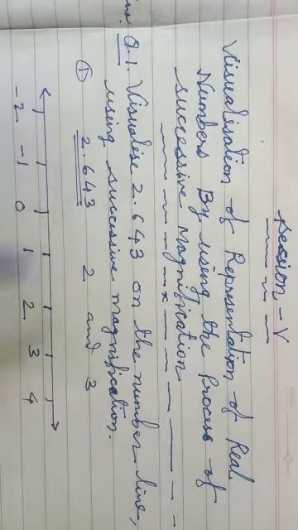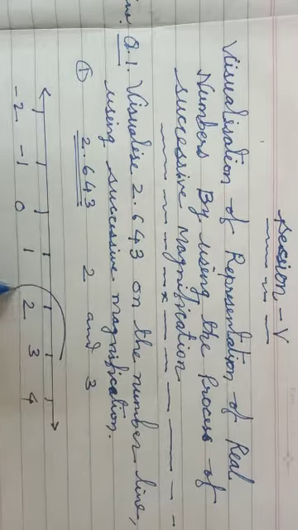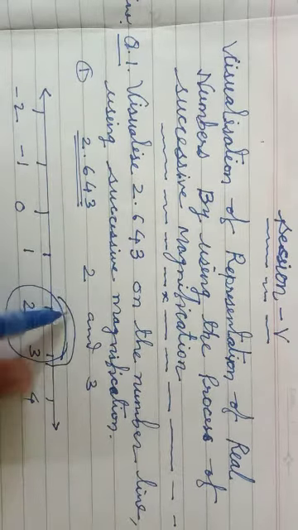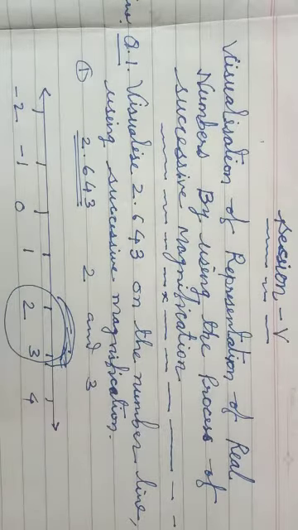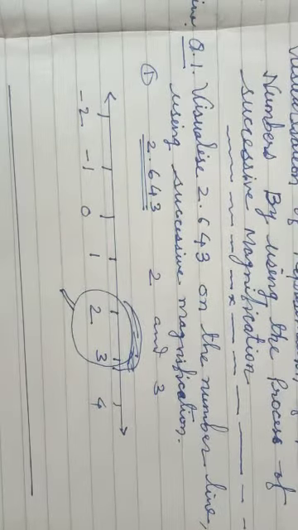So 2.643 falls between 2 and 3. So you can say this is your magnifying glass. You can look here and easily observe here.